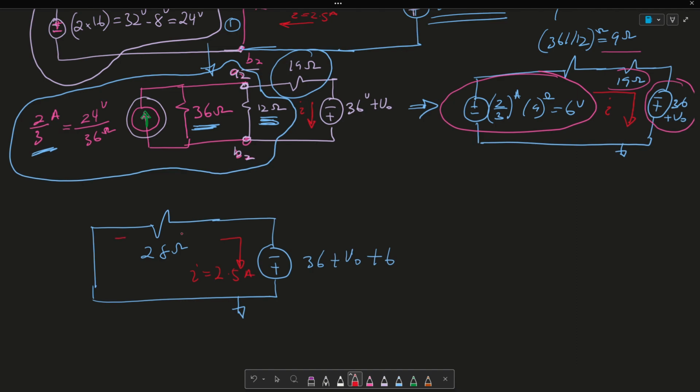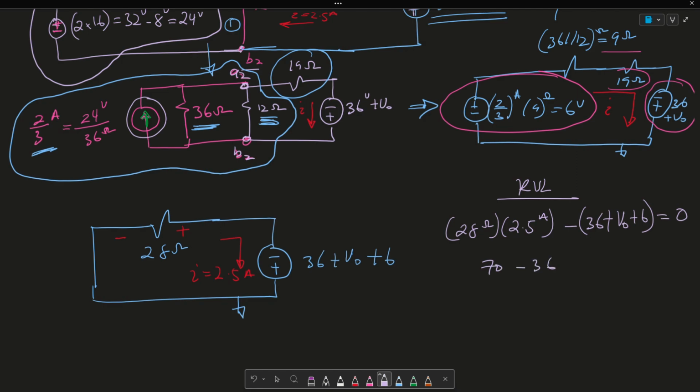I'm going to say that this is my negative and this is my positive in terms of the resistor. So then I'm going to write a KVL equation. I'm going to solve for voltages across the circuit. And essentially, it's going to be 28 ohms times 2.5 amps minus 36 plus VO plus 6. And this has to equate to 0. 28 times 2.5 is 70. So minus 36 minus V out minus 6 has to equate to 0.